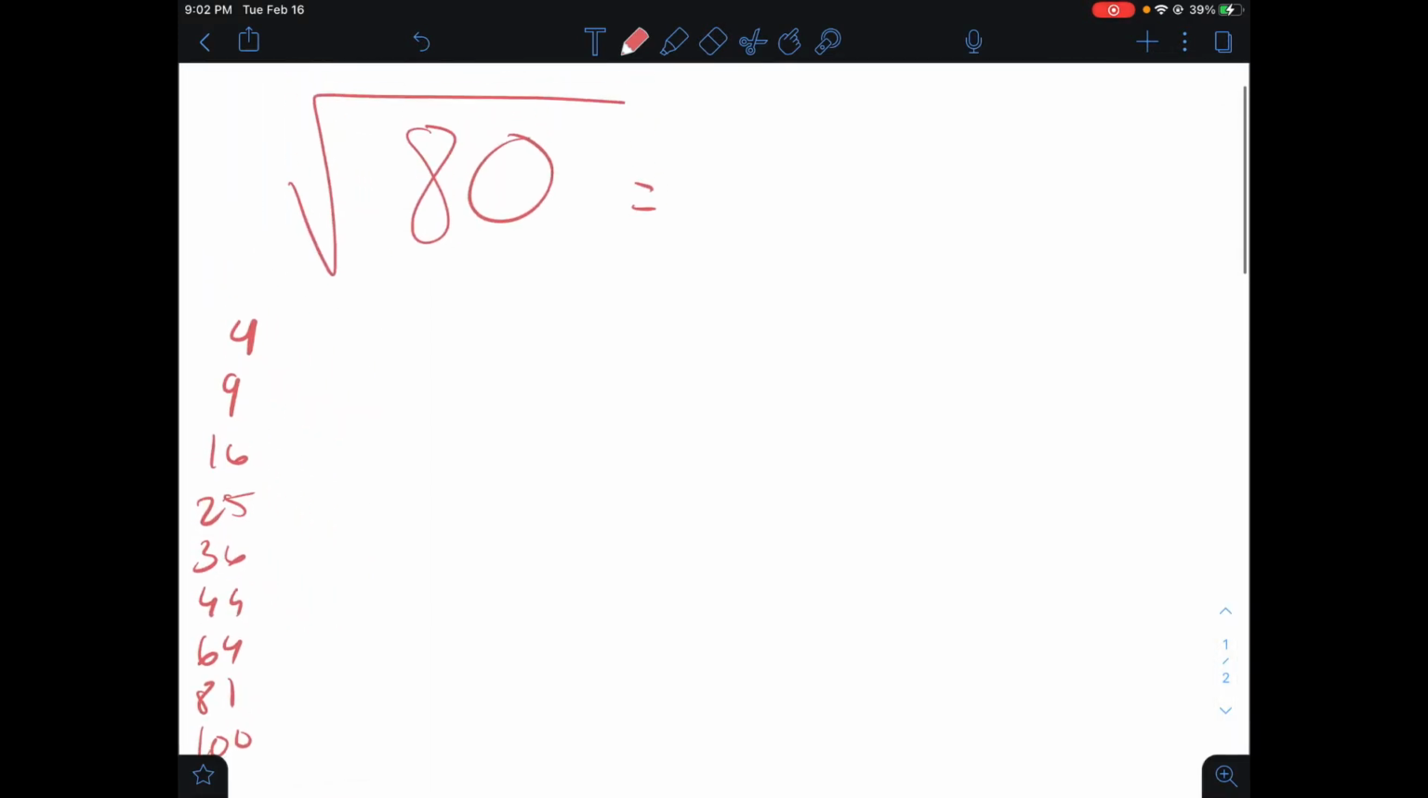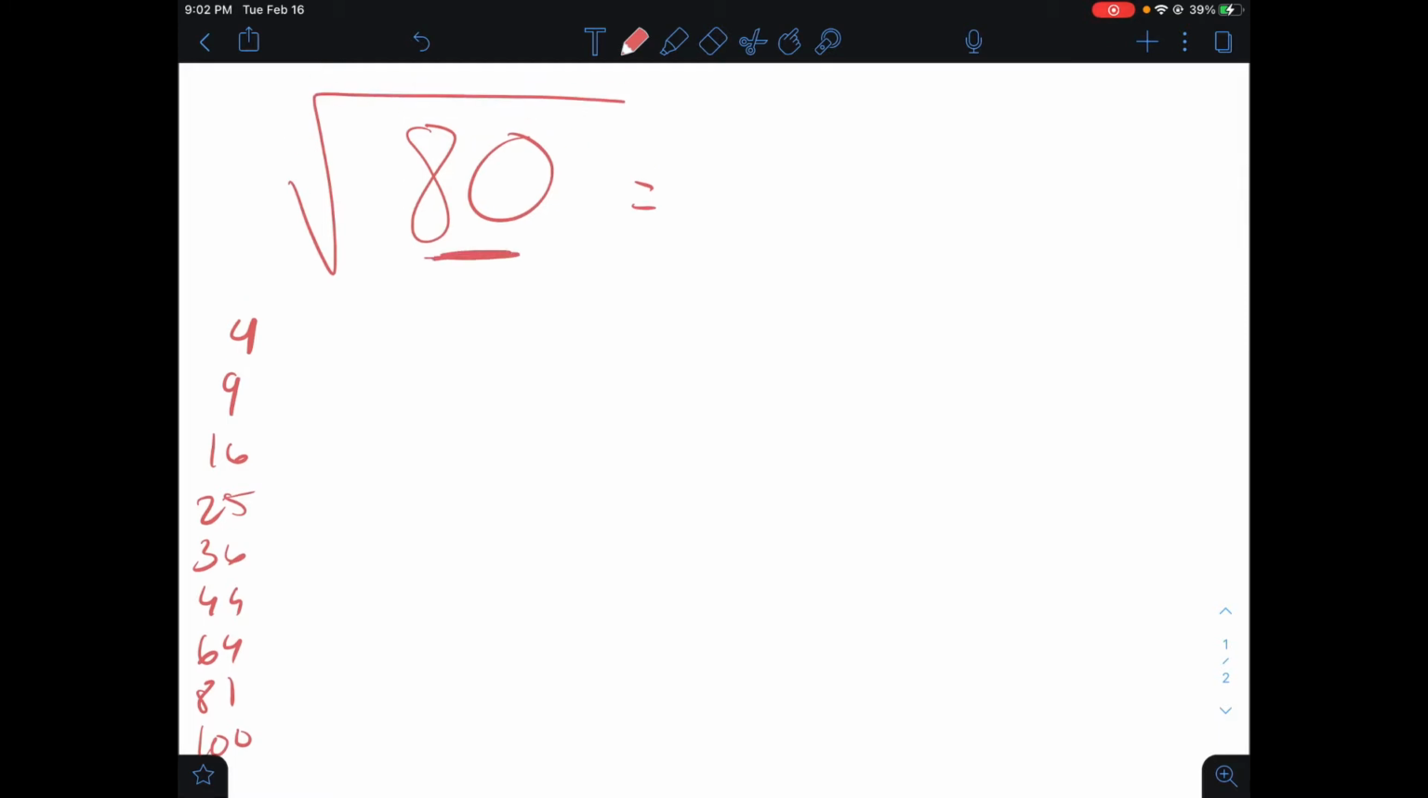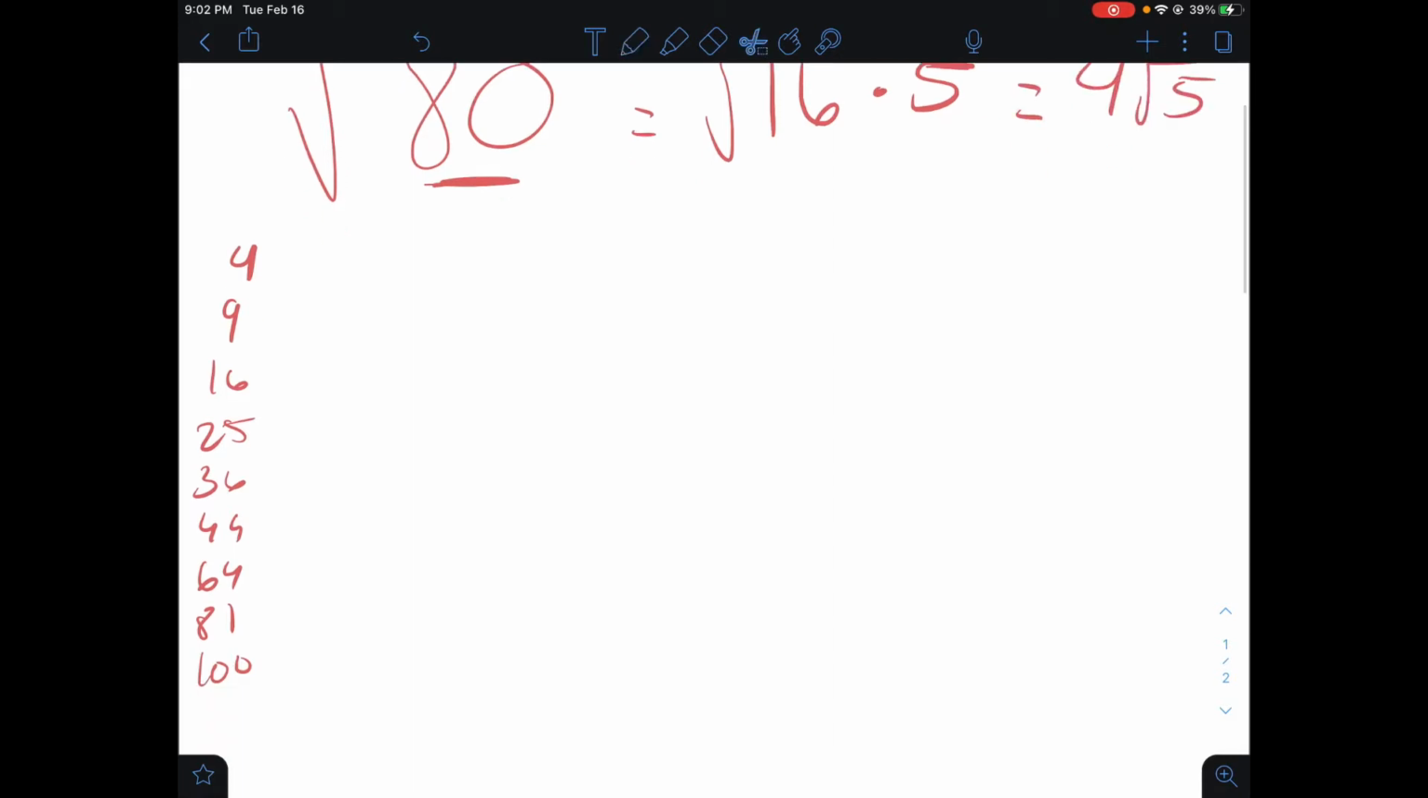Basically, you see what's the highest number of these that is a factor of this number. It looks like 16 is going to be a good option here, so I end up with 16 times 5. All I did was break down the 80 into 16 times 5. We know that the square root of 16 is 4, so this would give me 4 root 5. Hopefully that looks pretty familiar.